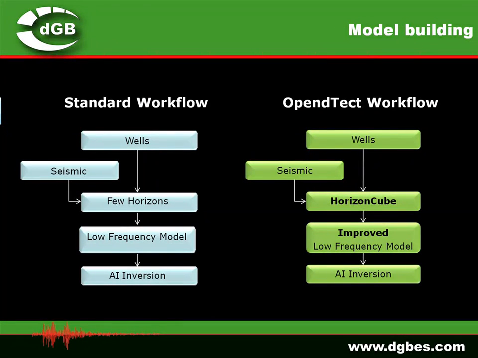So that was how you extrapolate the well data, but you also have to take into account the horizons that will also give the structural constraints. You have two workflows to achieve the model. You can use few horizons, or you can use the horizon cube. The horizon cube has a very dense number of horizons, so the more horizons, the better the constraints on your model. So that will give a more accurate model.